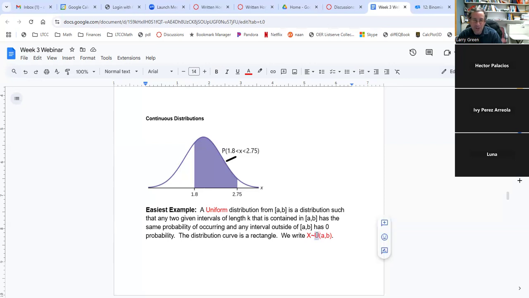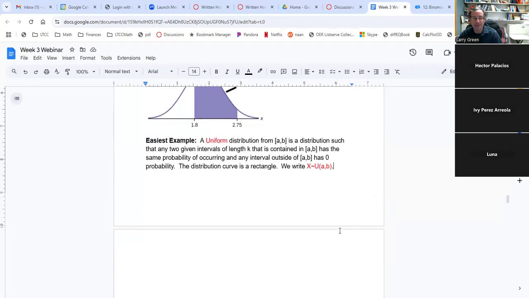And U is the first letter of the word uniform. So we say X tilde U means X has a uniform distribution from A to B, the low of A and high of B. Any questions on kind of writing that out? The nice thing is tilde is really easy to type because it's on the keyboard.